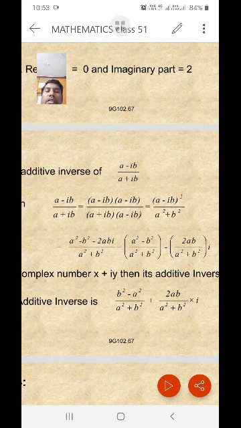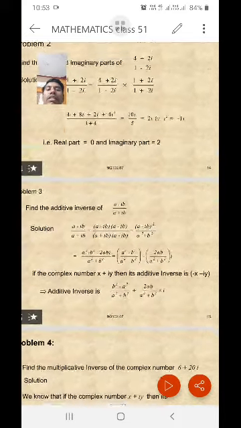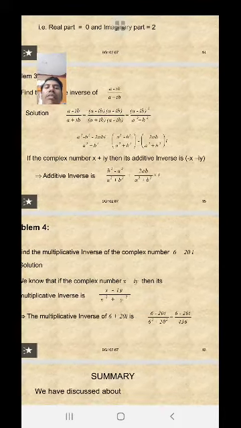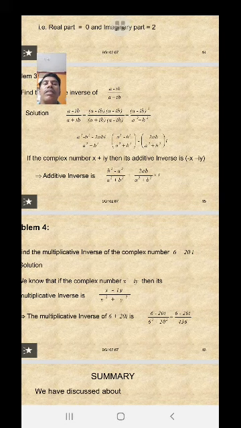So now we can easily write its additive inverse. I already told you, again here giving, if the complex number is x plus iy, then its additive inverse is minus x minus iy. So the additive inverse, for this given question, is minus of a square minus b square, means if you multiply with minus, we have b square minus a square by a square plus b square, and minus of minus plus, so 2ab into i by a square plus b square. So this is the solution.